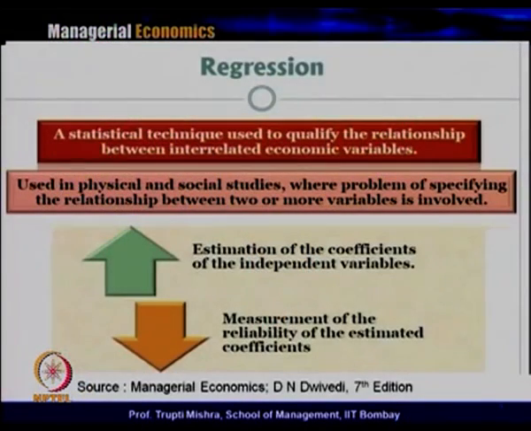So, in a general sense we always say that two variables are positively related or negatively related. The regression technique is one step ahead of this, and it gives the exact magnitude of the relationship between two variables: how they are related, whether positively or negatively, and what is the extent, the magnitude of the relationship. That's why regression is the statistical or mathematical technique used to quantify the relationship between interrelated economic variables.